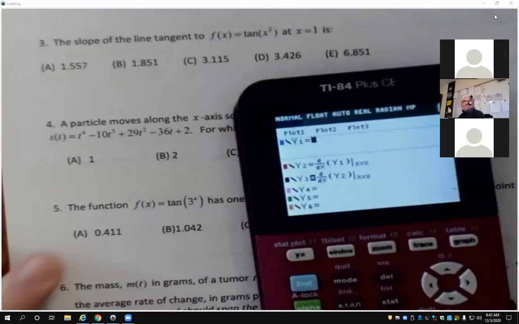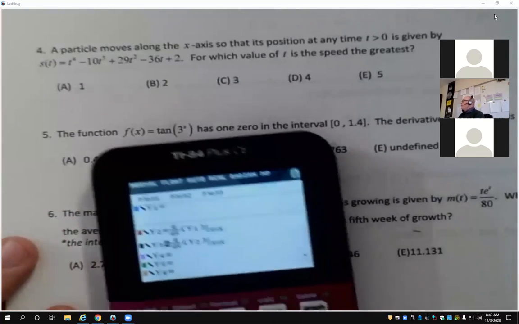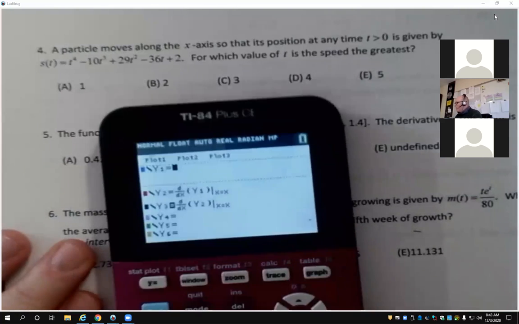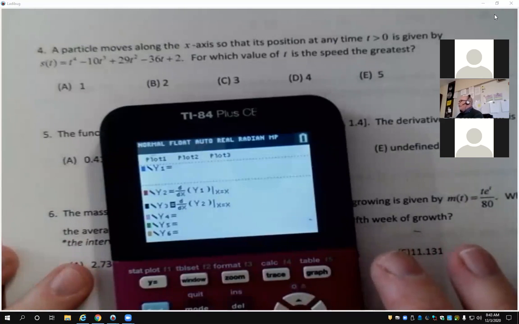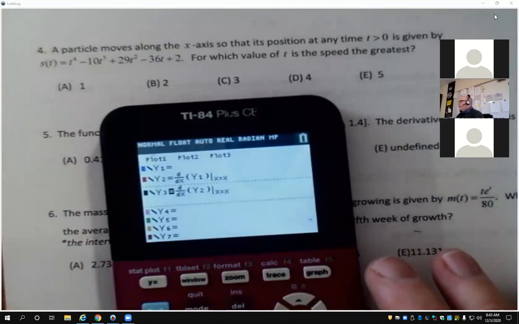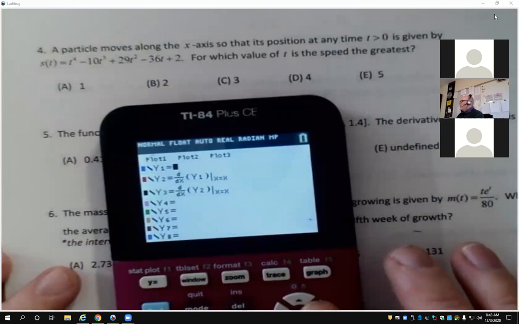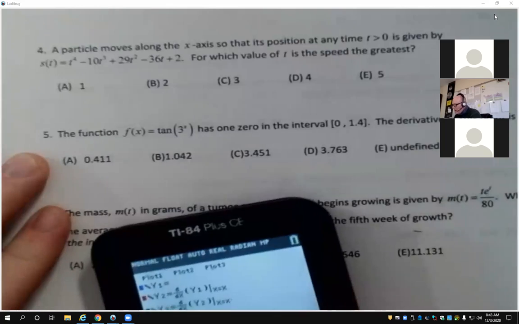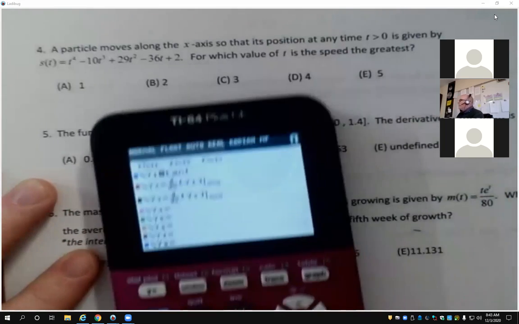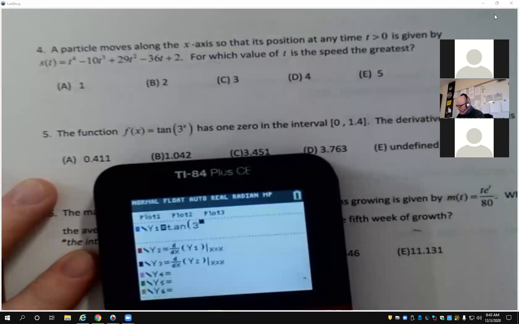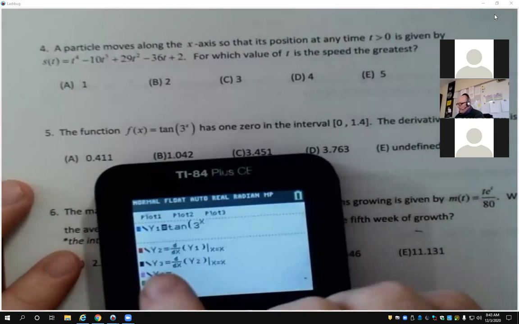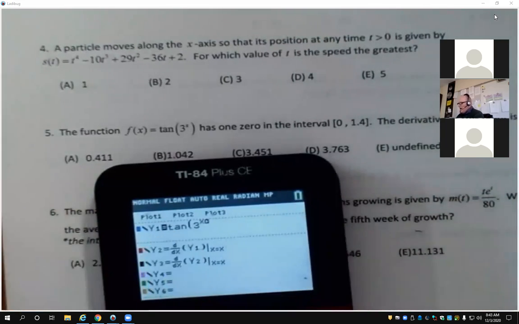All right, so let's get to number 5. The function f of x equals tan 3x. Oh, by the way, before I go away from that, make sure you have them turned off if you're not using them. So to turn them off, you're just going to have it look like this, okay? And when something is on, like I'm about to type in number 5 here, tan 3x, your equal sign is highlighted, and that means it's going to be on. Okay, so right now Y2 and Y3 are off. I'm not going to see those derivatives.